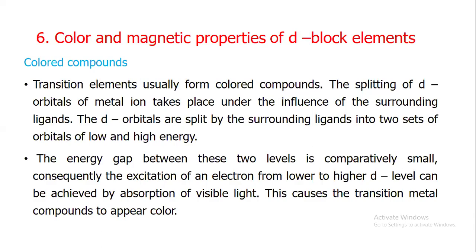A. Color and magnetic properties of d block elements. First of all, color of compounds. Transition elements usually form colored compounds. The splitting of d orbitals of the metal ion takes place under the influence of the surrounding ligands.